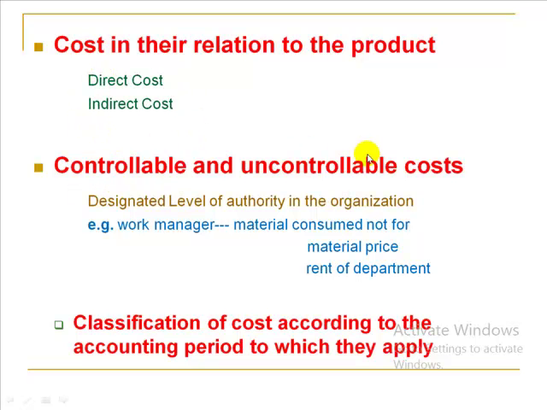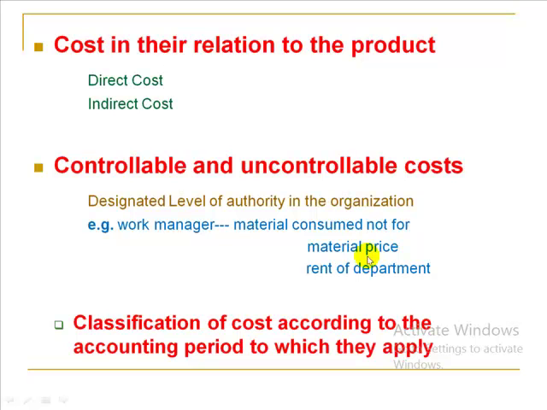The other one is the controllable and uncontrollable cost. Controllable costs are those which we can control in our organization, right? Whereas uncontrollable costs are those which cannot be controlled. For example, designated level of authority in an organization. For example, the works manager is responsible for material consumed, not for material price, because who is responsible for the price of material? That is the procurement department, the procurement manager, right?